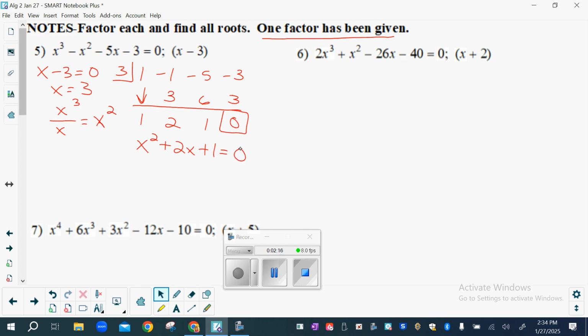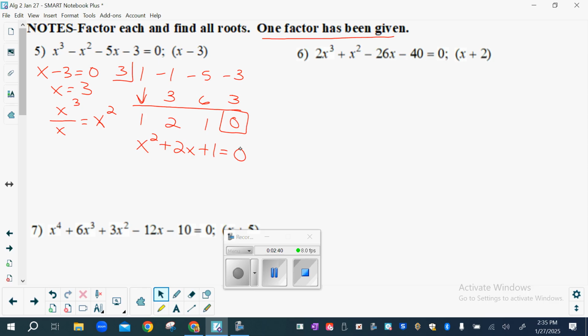Why do you divide? So we wanted to know what we have left when we divide by this x minus 3. What is it that we want to find? Our other roots. And that's how we have to do it, by dividing by that. So now, what do we do next? What do we do with the x squared plus 2x plus 1? Yes, we factor it.